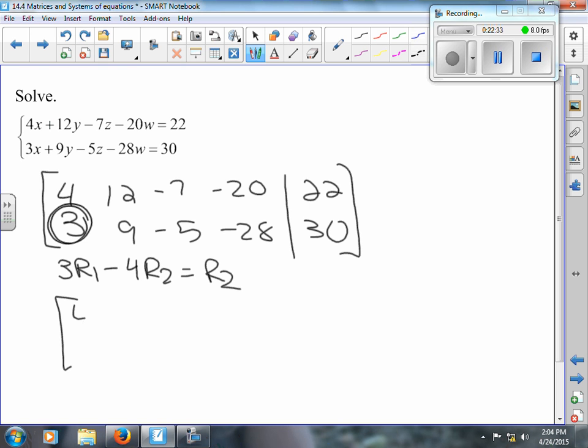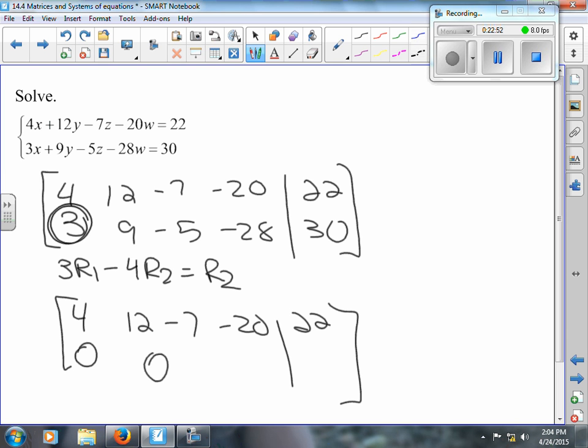All right, so I'm not changing the 4, 12, -7, -20, 22. Now I get a 0 here because I get 12 minus 12. Here I'm going to get 3 times 12, 36, minus 4 times 9, 36. So that's a 0. 3 times -7 is -21, plus 20 is -1. -60 plus 4 times 28, 112, so I get -60 plus 112, so that's 52.